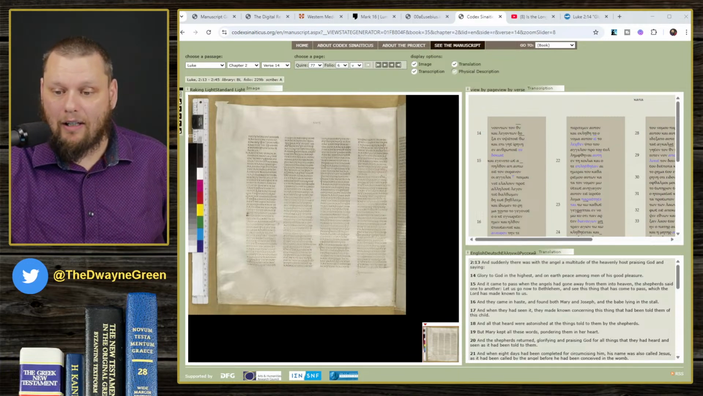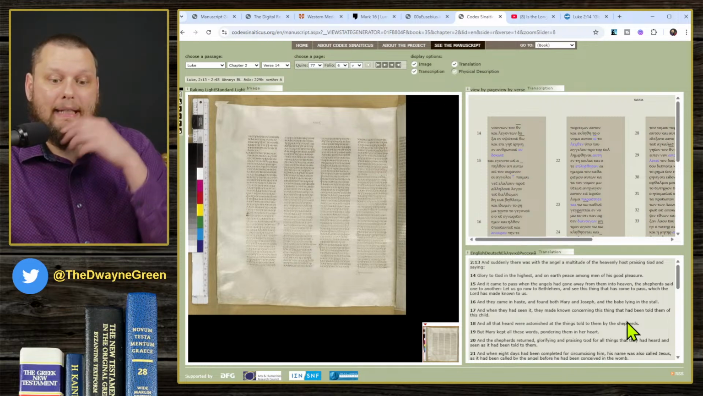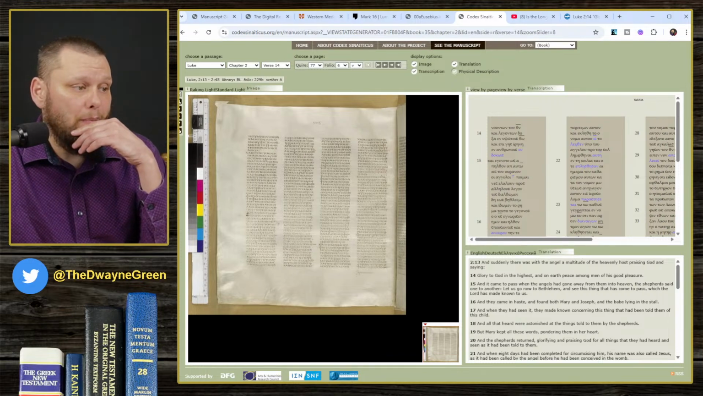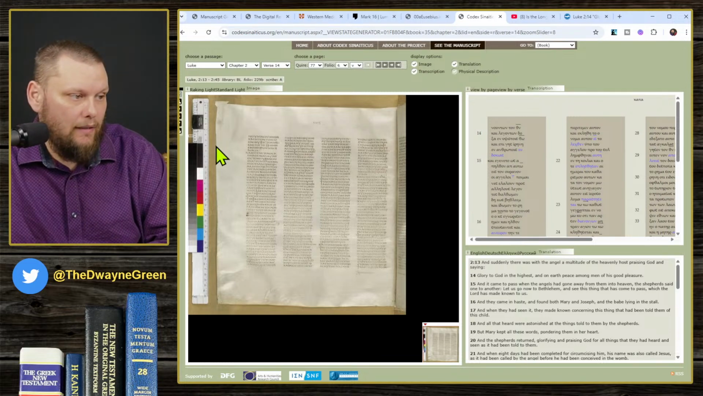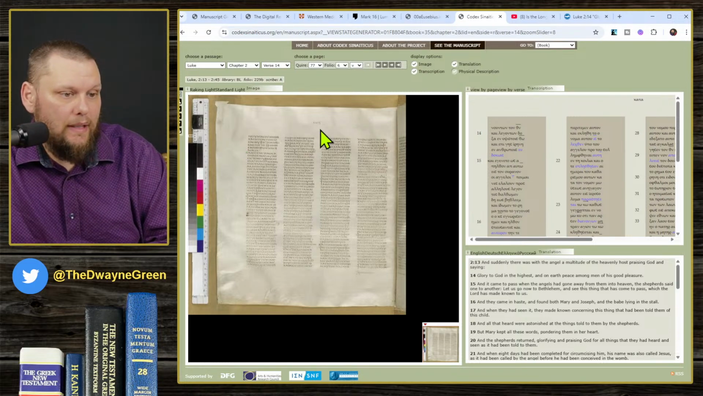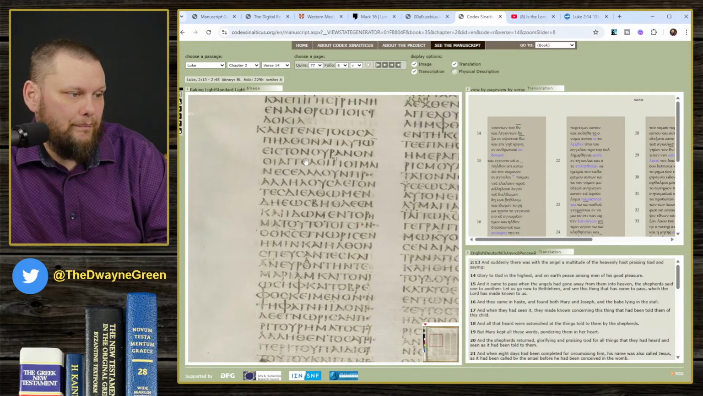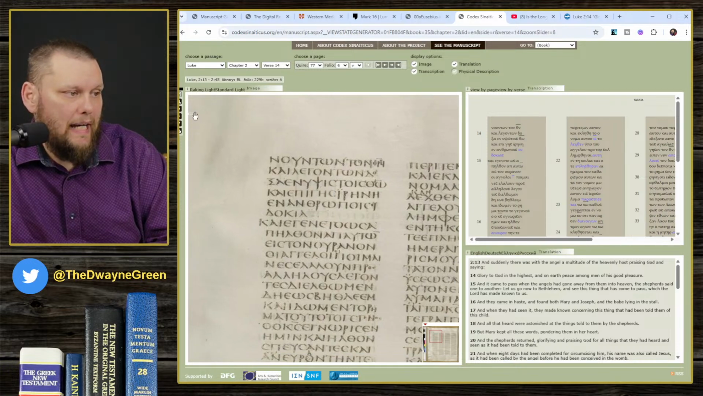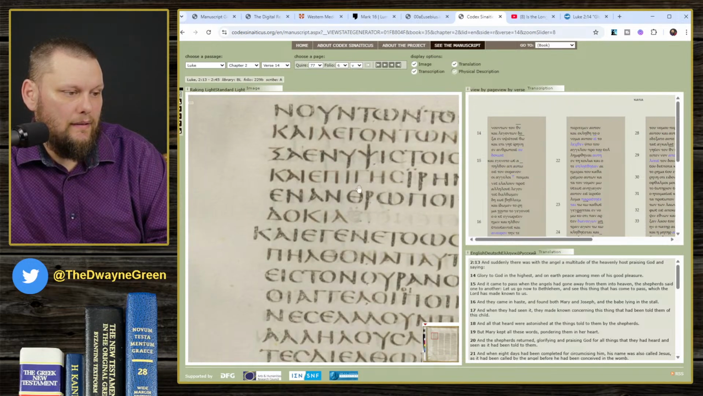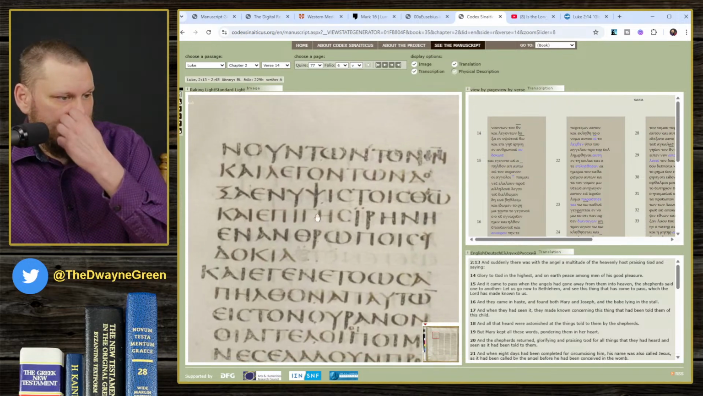Now I have on my screen Codex Sinaiticus. And if we zoom in, what's going on here? I'm not even on the right page. Luke 2, oh yeah, I am right there. So let's zoom in. If we zoom in, this is the passage right here. Let's zoom in just a bit more. There we go. So this is the passage here.